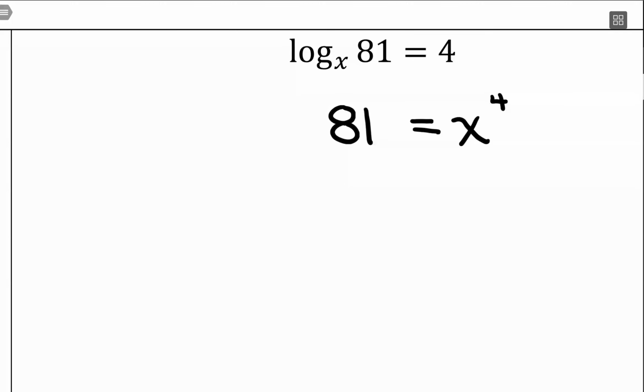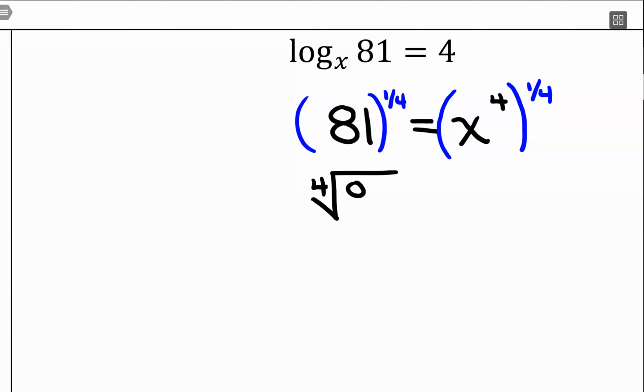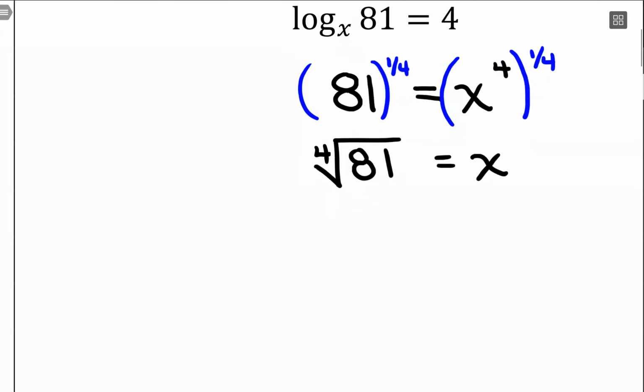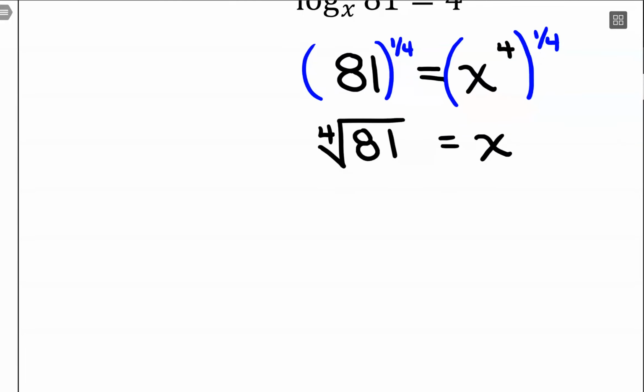You can think of this in two different ways. You could think of it as raising both sides to the 1/4 power. That works great. You could think of it as the fourth root of both sides. That's absolutely correct as well, in that this 81 to the 1/4 is the same thing as the fourth root of 81. Whichever way you like, it does the same exact thing. The fourth root of 81 is equal to 3.